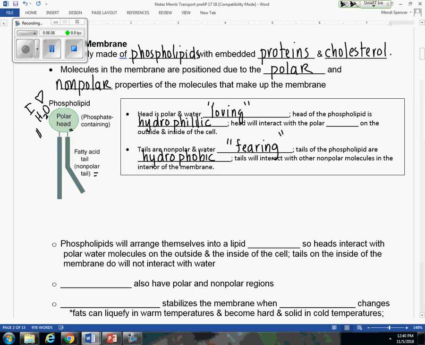Now, because of the polar heads and the non-polar tails, and the fact that on the outside of the cell you have water, and in the cytoplasm you have water too, the phospholipids on their own will arrange themselves in a bilayer so that the polar heads are forming hydrogen bonds with water molecules, and the nonpolar tails are interacting because nonpolar molecules want to interact with nonpolar molecules. And those nonpolar tails won't be interacting with the water. So we end up forming this bilayer, which makes the cell membrane of a cell.